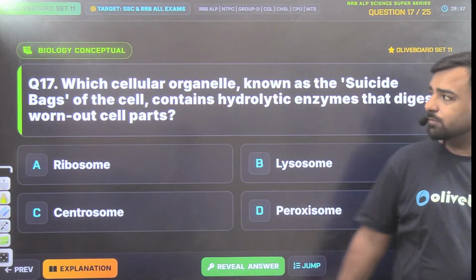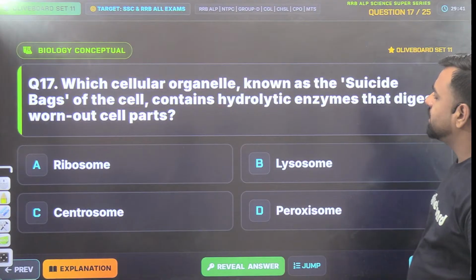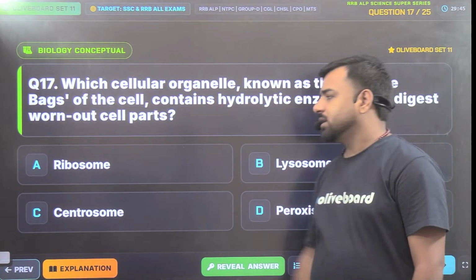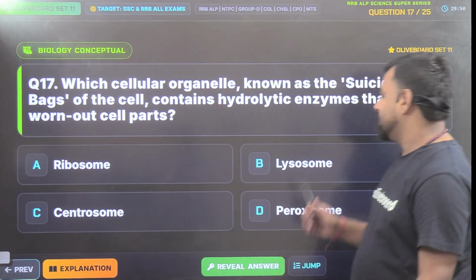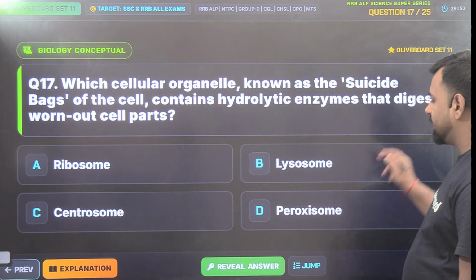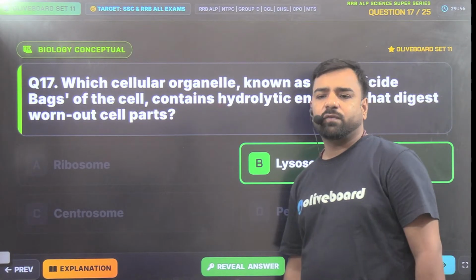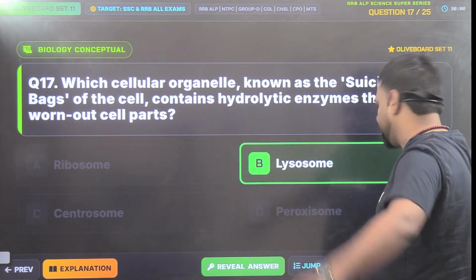Next, which cellular organelle, which is known as the suicide bag of the cell, contains hydrolytic enzymes that digest worn out cell parts? Ribosome, that's known as the protein factory. So ribosome cannot be the answer. Lysosomes, yes, they are. Lysosomes are the ones which are known as suicidal packets. Yes, they contain the enzymes, and B is the answer. Both of you are correct.